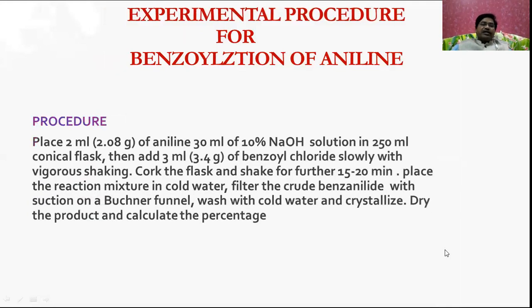Place 2 ml, around 2.08 grams, of aniline in 30 ml of 10% NaOH solution in a 250 ml conical flask. Then add 3 ml, around 3.4 grams, of benzoyl chloride slowly with vigorous shaking. Cork the flask and shake for a further 15 to 20 minutes. Place the reaction mixture in cold water. Filter the crude benzanilide with suction on a Buchner funnel. Wash with cold water and crystallize. Dry the product and calculate the percentage.